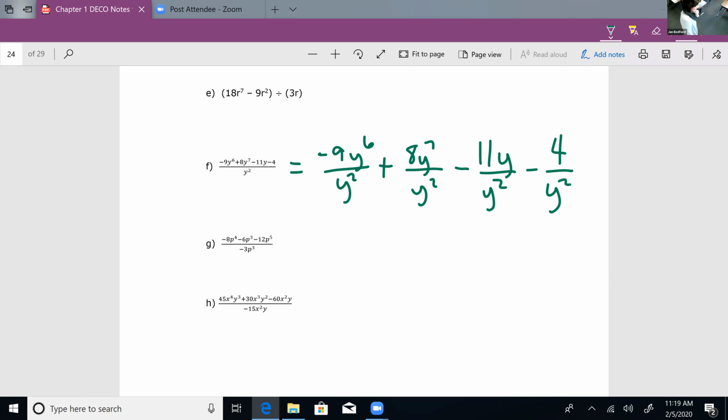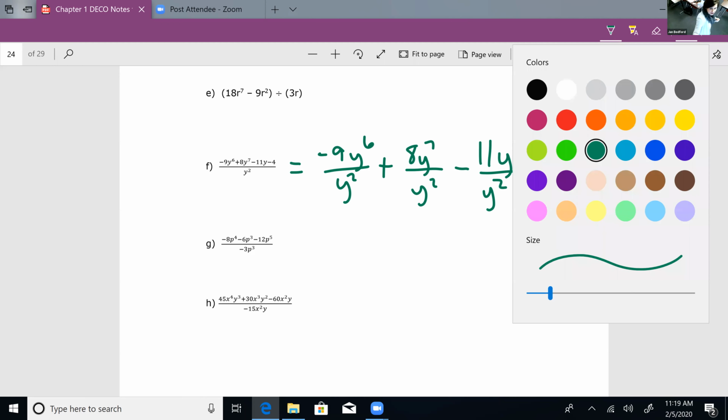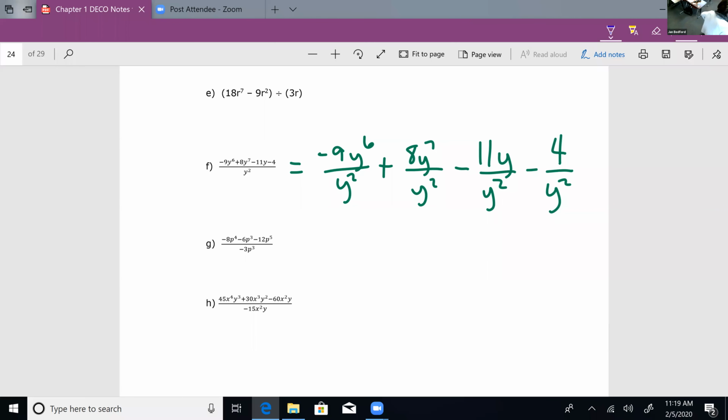So what can I do with this first term? When I clean it up, what does it become? Well, the negative 9 doesn't have anything to reduce with on the bottom. There's just a 1 on the bottom. So I still have a negative 9. And then what do I do with those y's? And it becomes y to the 4th. Good job. Okay, so we've taken care of the first one.